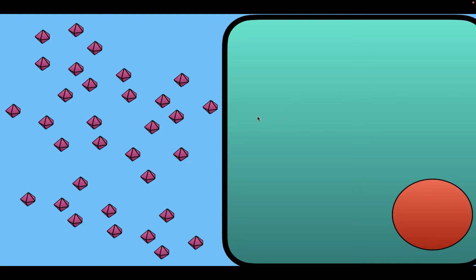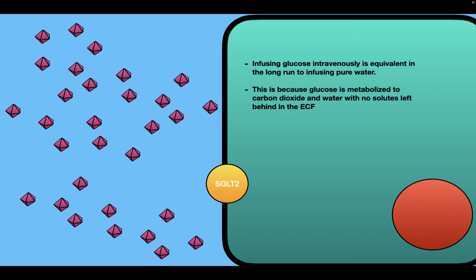Let's just say we have a cell immersed in a solution of glucose. On this cell, we have a glucose transporter called SGLT2. Let's say SGLT2 brings in 2 glucose molecules. Now the cell is going to metabolize these glucose molecules really quickly. As a result, infusing glucose intravenously is equivalent in the long run to infusing pure water, because glucose is metabolized by the cell to carbon dioxide and water, and no solutes will be left behind in the ECF. So it's equivalent to adding pure water into the ECF in the long run.